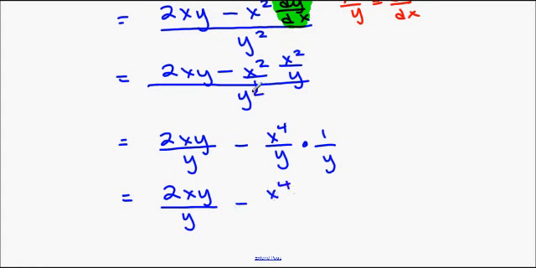Oh gosh, that was a y squared. Let me change those to squares. So x to the 4th over y cubed, because 2 plus 1, we get a cubed. Okay.